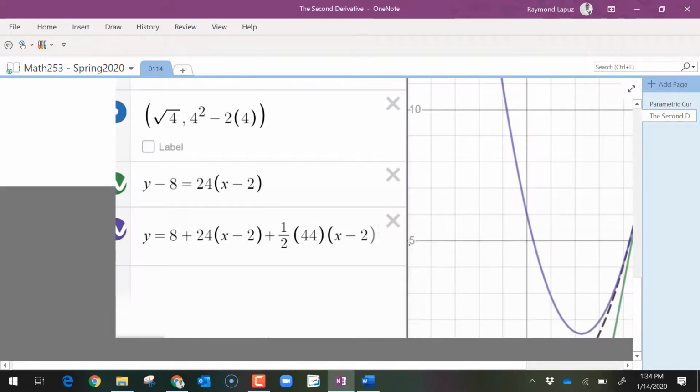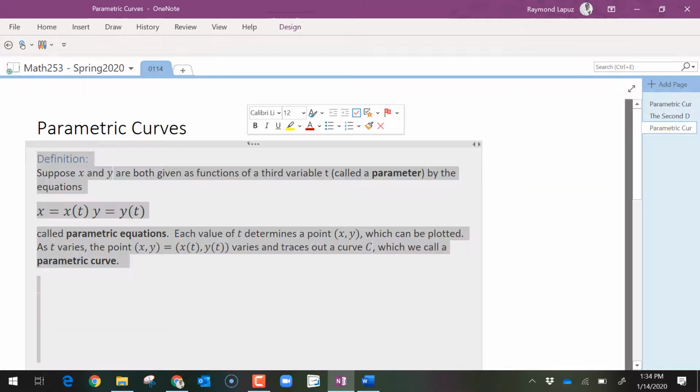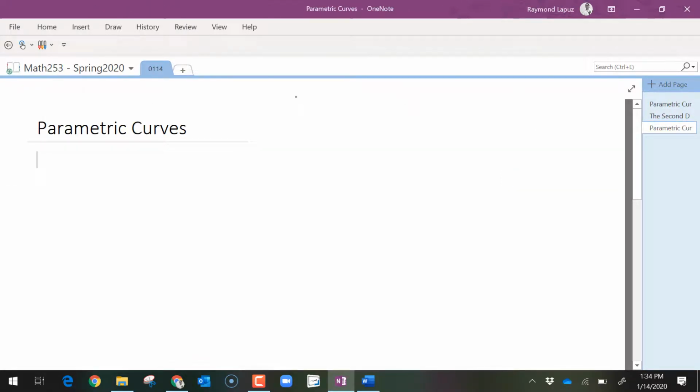Whoa. Oh, it's in our notes. I'll fix it later. All right, so that's the second derivative.